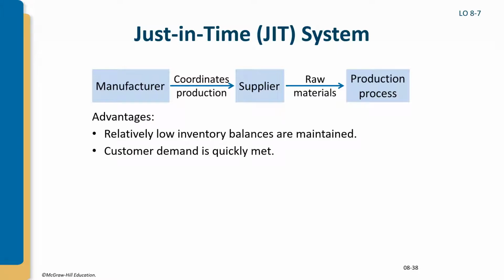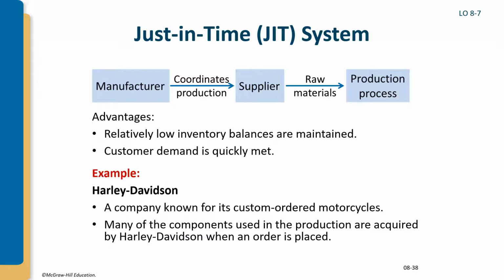Relatively low inventory balances are maintained and customer demand is quickly met. So if companies have that great relationship with their suppliers and suppliers can provide them with their items so they can make their product and get it out to their customers, these are the systems we want to use. Harley-Davidson is another example. A company known for its custom-ordered motorcycles. Many of the components used in production are acquired when the order is placed. Great.